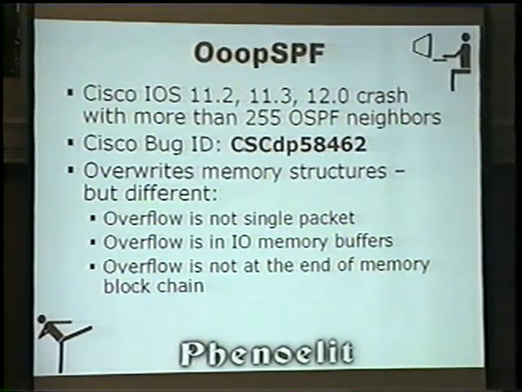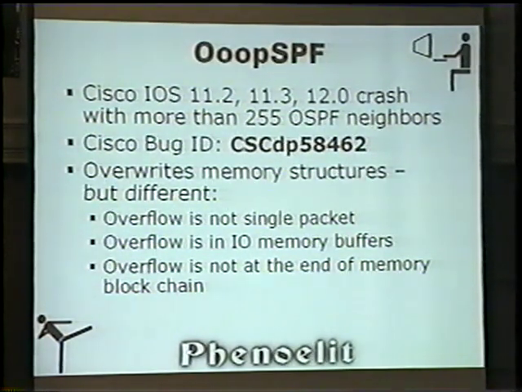Typical case of someone coming from small site computing and thinking that Class C is the biggest and half of the internet. No, it's not. So having more than 255 neighbors, of course, overflows something. That's the logic thing in IOS.